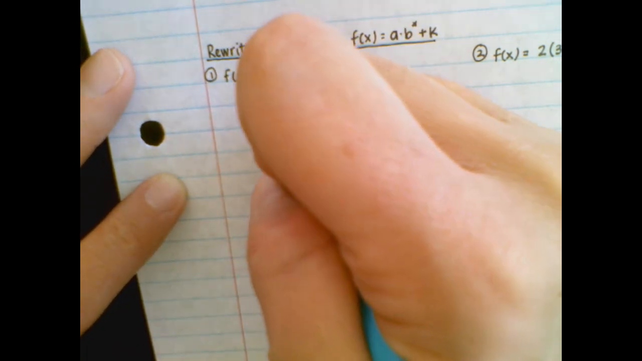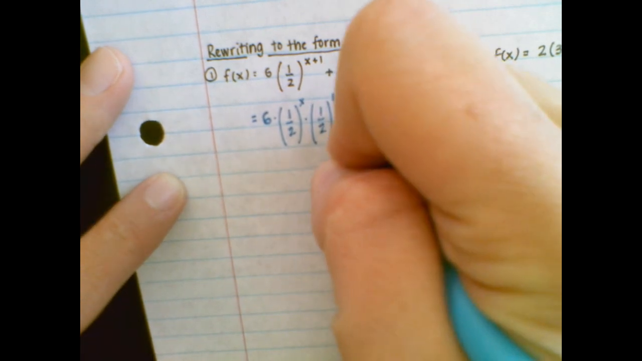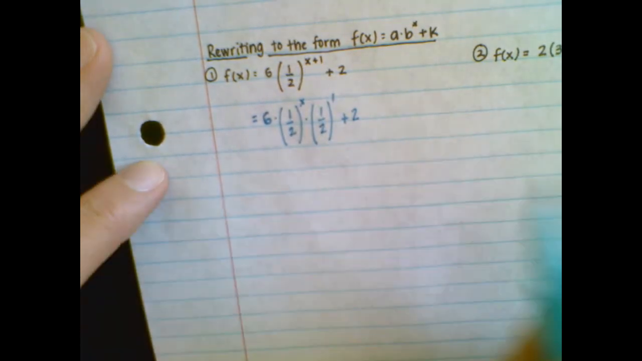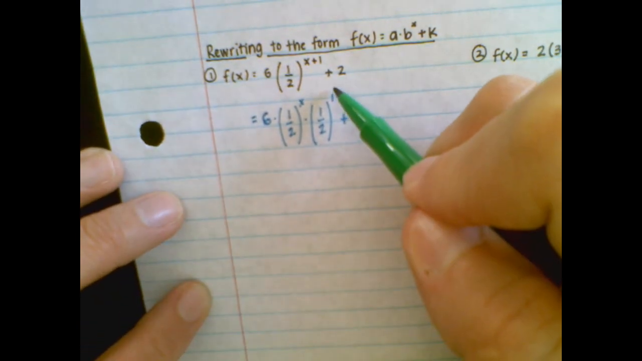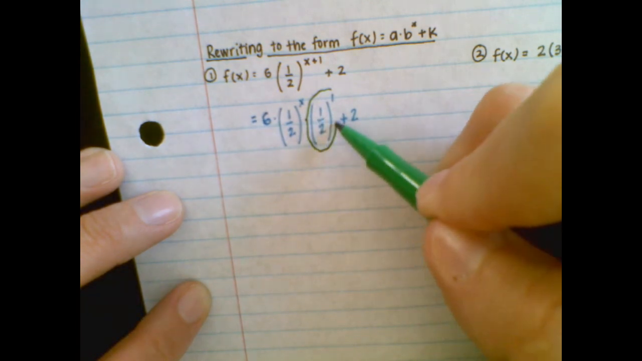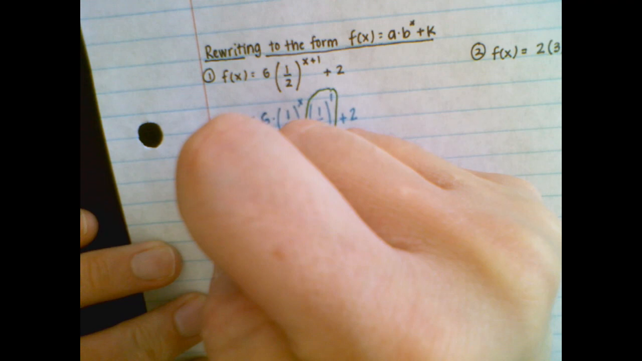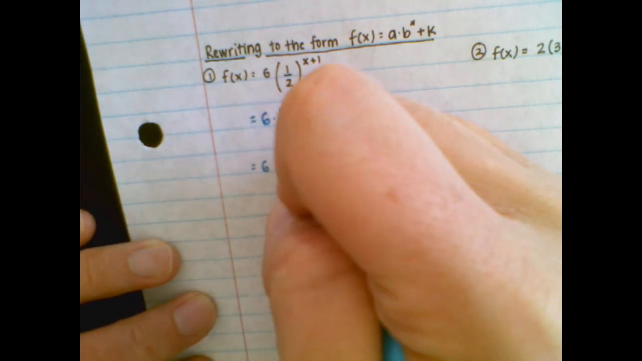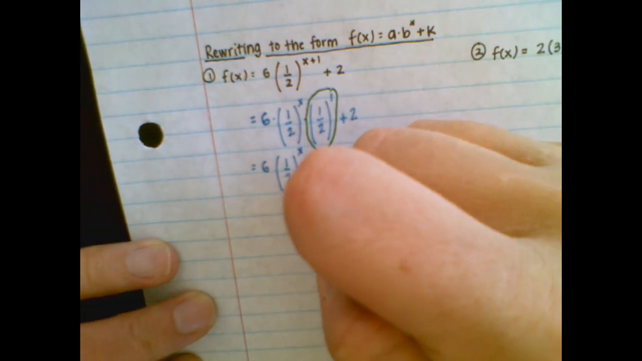This is going to be 1/2 raised to the x power times 1/2 raised to the 1 power, and then I'm going to bring down that plus 2. And then I'm going to go ahead and evaluate or simplify what I can. So I'm noticing that this 1/2 raised to the first power, anything raised to the first power is just itself. So I'm going to simplify that a little bit. I'm going to bring down this 6, bring down this 1/2 raised to the x. And that's just telling me that 1/2 raised to the first power is just 1/2.